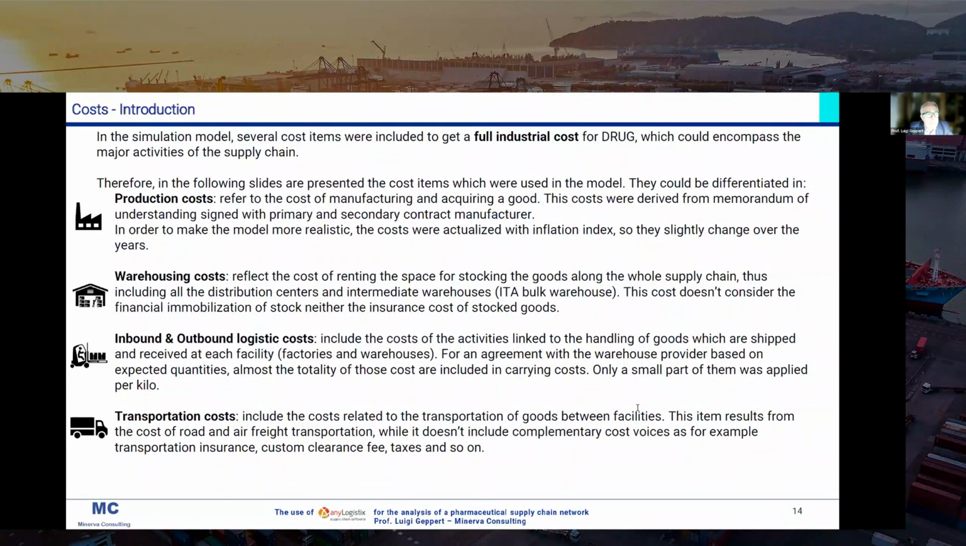In terms of cost, the main costs that we have to take into account are the production cost, the warehousing cost, which reflects the cost of renting the space for stocking goods, the inbound and outbound logistics costs, meaning the operations cost for all the operations in the warehouses and the DC, and eventually the transportation cost, as I told you before. These are the 4 main costs that we have.